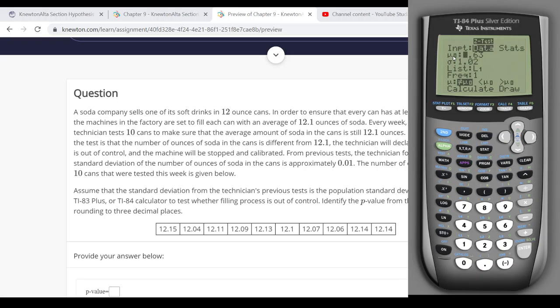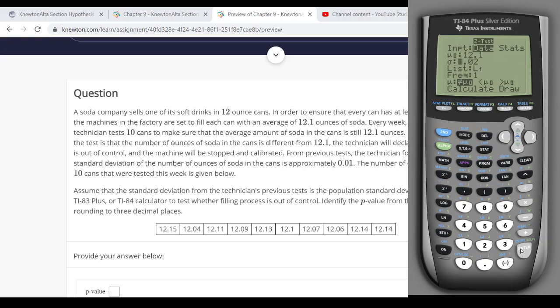Now this first part, the mu0, that is the assumed population mean from the null hypothesis. And I said that was 12.1, right? We're assuming from the null hypothesis that the average amount of soda in these cans is equal to 12.1 ounces. So I'm going to enter 12.1 there.